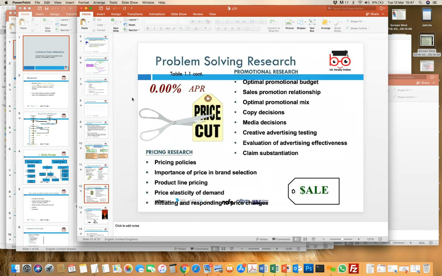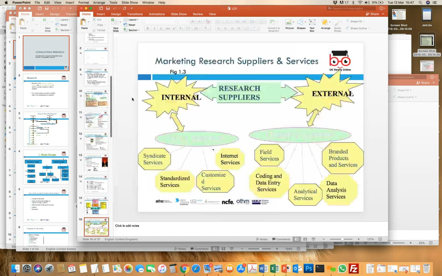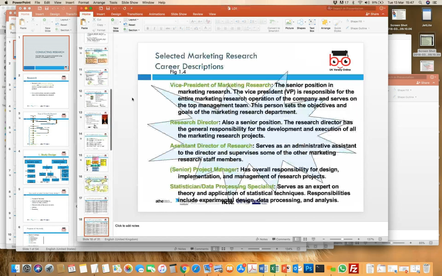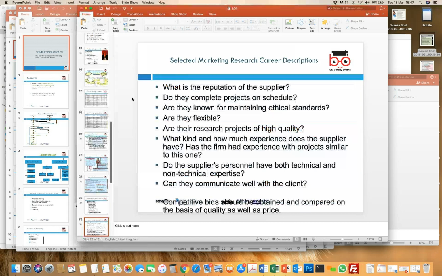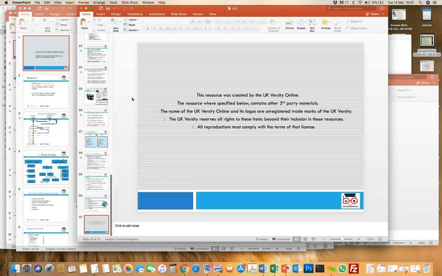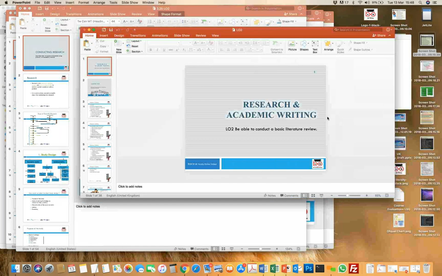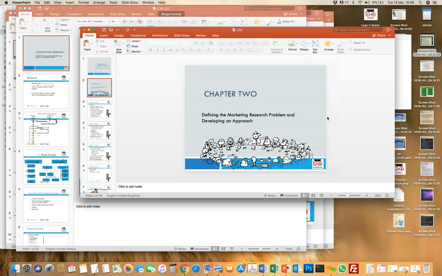Now, there are lots of things that we look at when we look at research in particular, and I'm going to just skip through some of the slides to come to that part. This one I will send you for your reading, and let's go to learning outcome 2. So, yeah, let's look at this.